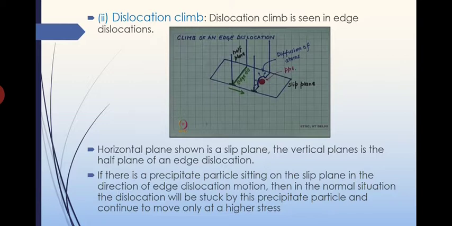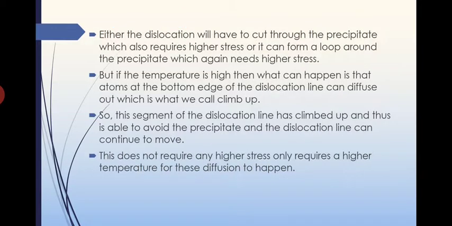The horizontal plane in this figure is the slip plane, and the vertical plane is the half plane of the edge dislocation. If there is a precipitate particle sitting on the slip plane in the direction of the edge dislocation motion, then in the normal situation the dislocation will be stuck by this precipitate particle and continue to move only at a higher stress. To overcome that obstacle, we have to provide a higher stress, but we are not providing any higher stress.